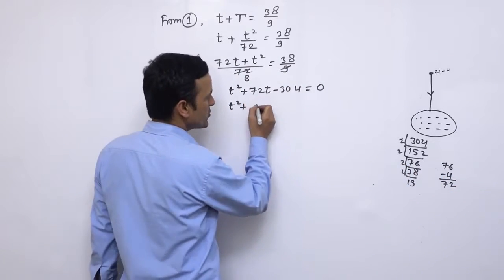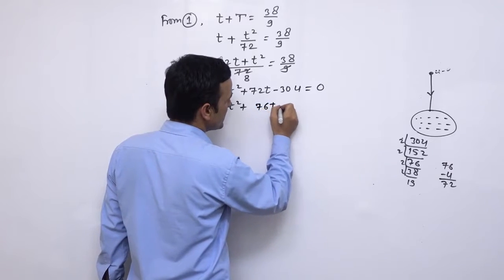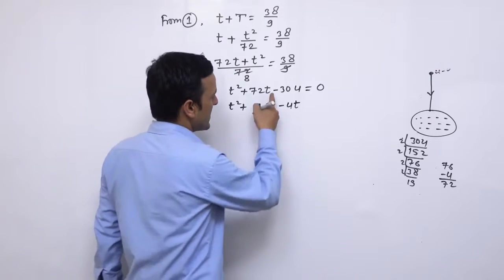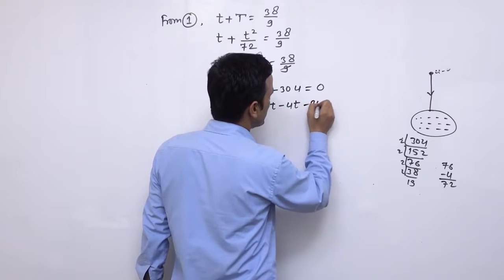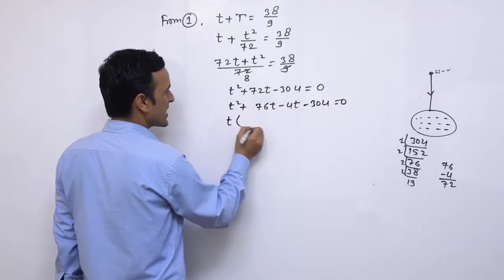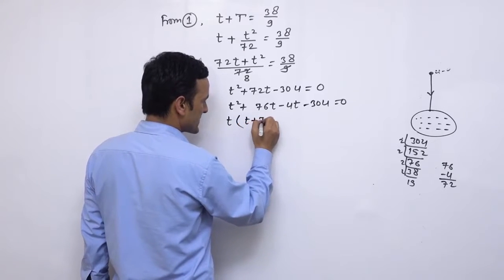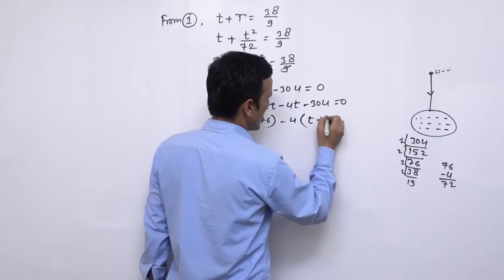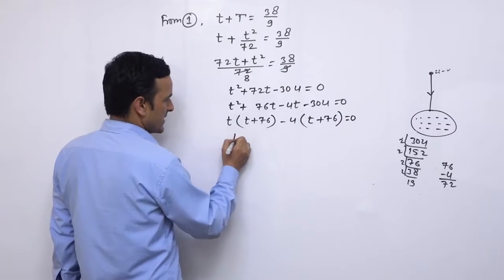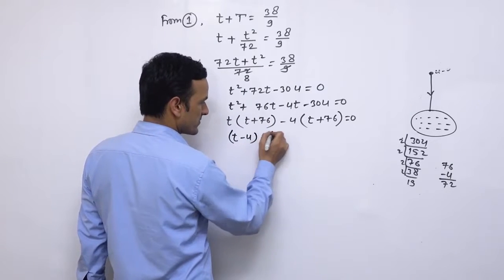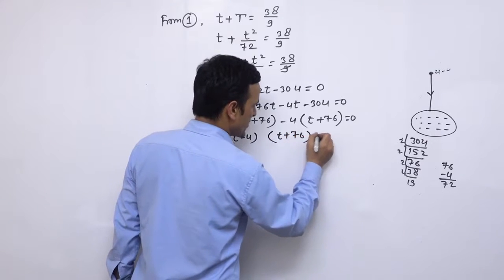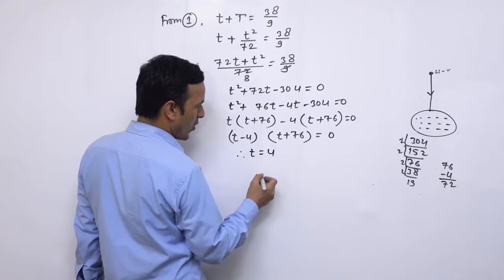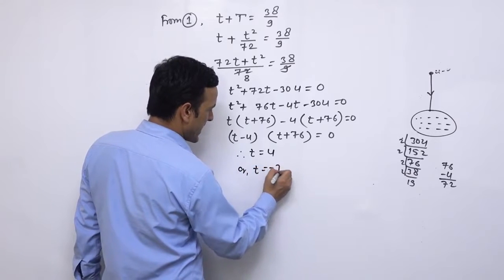So look at once, 72 means this one is 76t minus 4t. So we have two numbers over here, 76 and 4. After factorizing this one, we can write it down, and 304 is the same. Now we can take t common from these two terms, t plus 76, and here we can take 4 common, so it will be minus 4 times t plus 76. And we can write t minus 4 in one bracket, and t plus 76 in another bracket, so it will be 0. From this we can get t is equal to 4 or t is equal to minus 76.